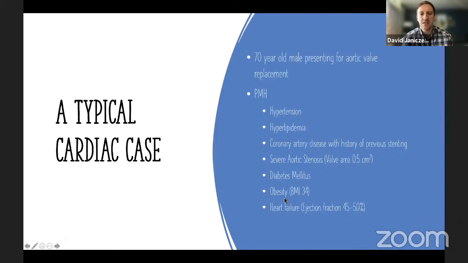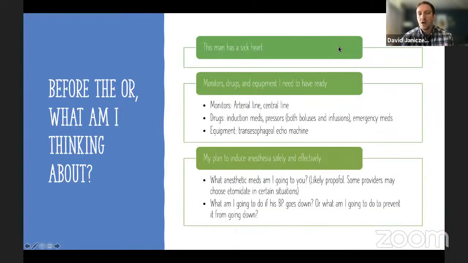He's also got diabetes. He's a little bit obese. His BMI is 34. And then he's got a little bit of heart failure as well. His ejection fraction's 45 to 50%. A normal is 60 to 65%. So you can tell it's a little bit reduced, but not drastically. So before I go into it, if I read this kind of prompt, what am I thinking, and how do I approach this case?